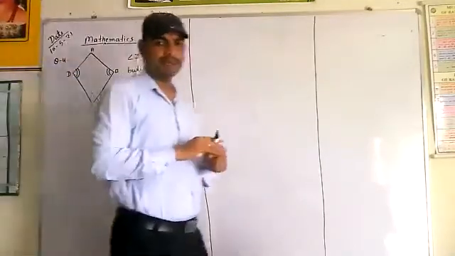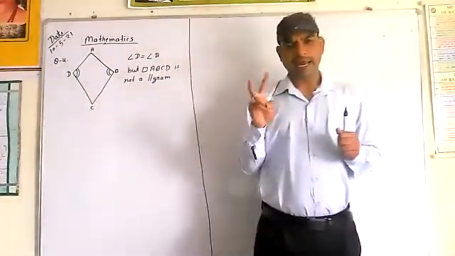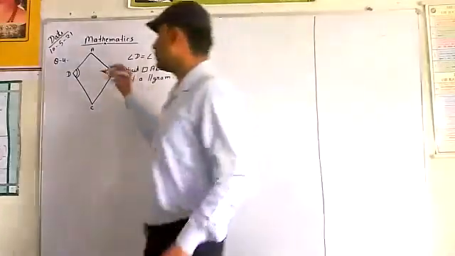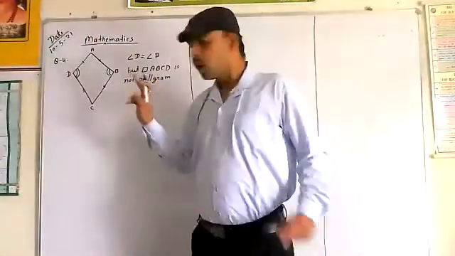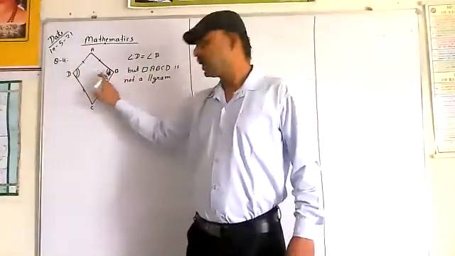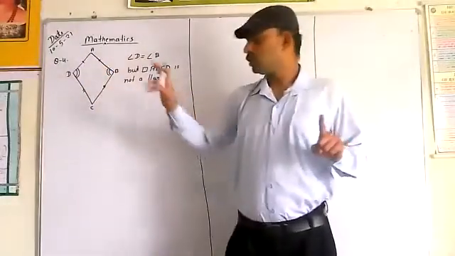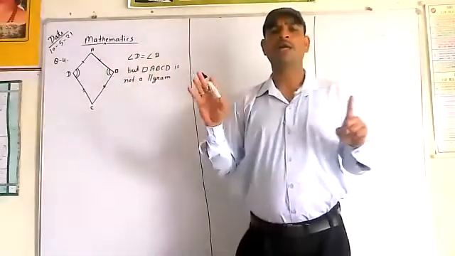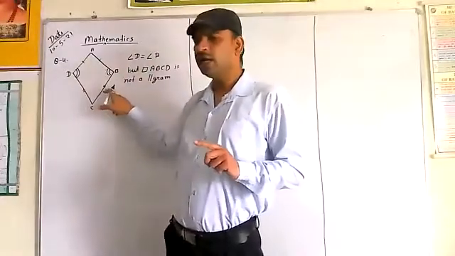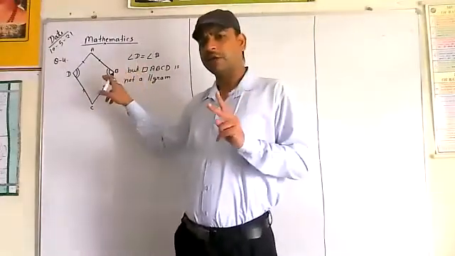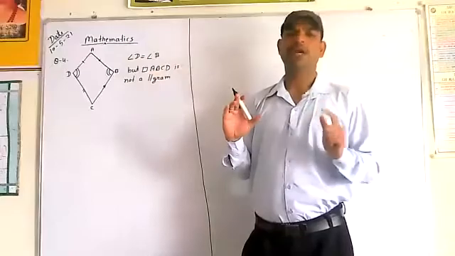Listen, student, again, this quadrilateral is a kite. In a kite, adjacent sides are equal. Only one pair of opposite angles is equal, but the opposite angles A and C are not equal. This quadrilateral is a kite. It is not a parallelogram because adjacent sides are equal and only one pair of opposite angles is equal. This is the rough figure we have to draw.